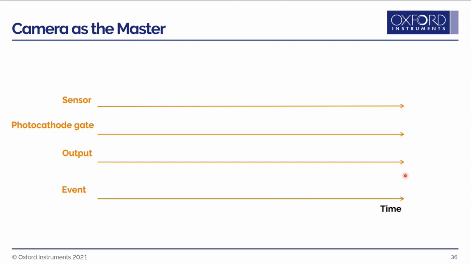And we basically have an axis of time, and we use these blocks to indicate whether or not such a feature is active. So if the sensor, for instance, is raised, then it means the sensor is active. If the photocathode gate is raised, then it means the photocathode gate is active for that particular time width.